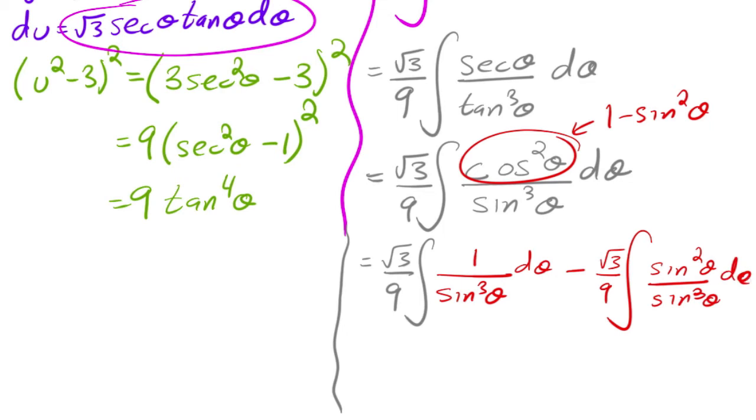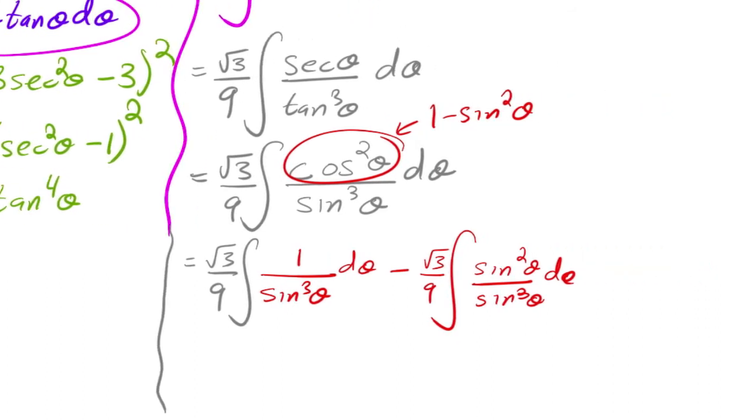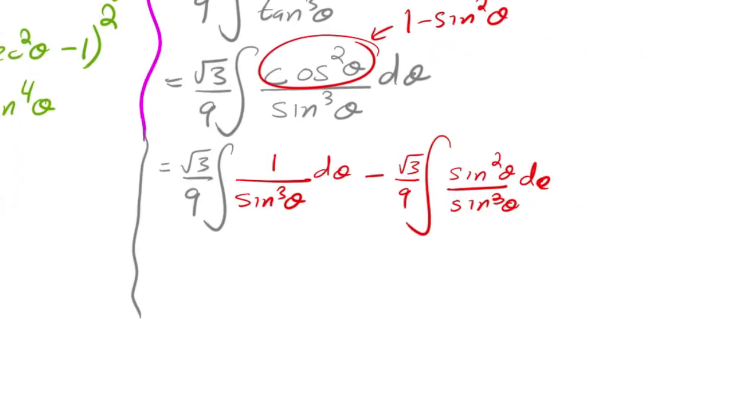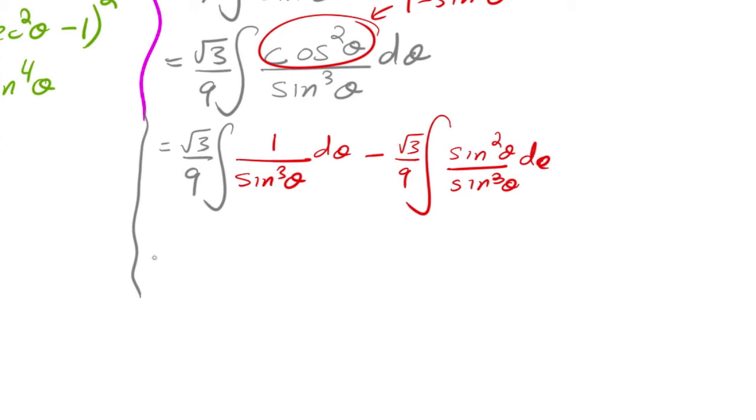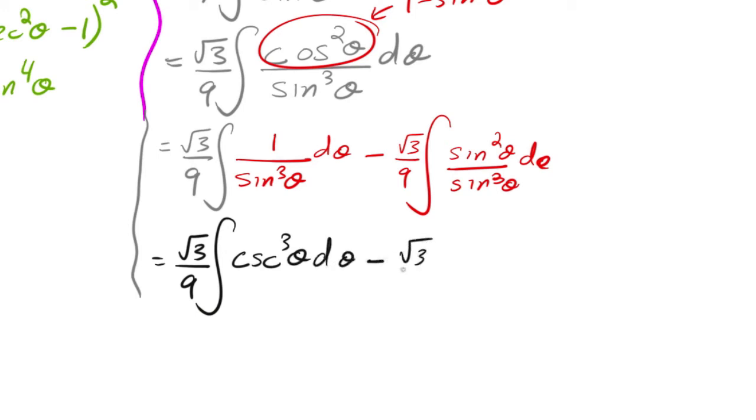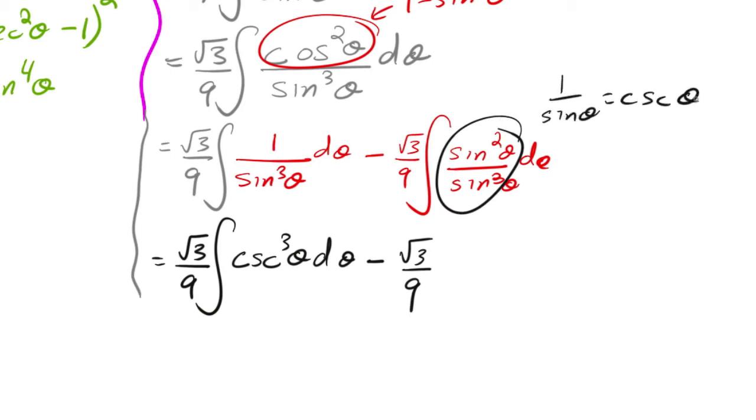Okay, so then I think I need more room. So then this is equal to square root of 3 over 9, the integral of 1 over sine cubed, well, that's just cosecant cubed theta d theta. And then minus root 3 over 9, the integral of 1 over sine theta, or cosecant theta, so this is cosecant theta d theta.